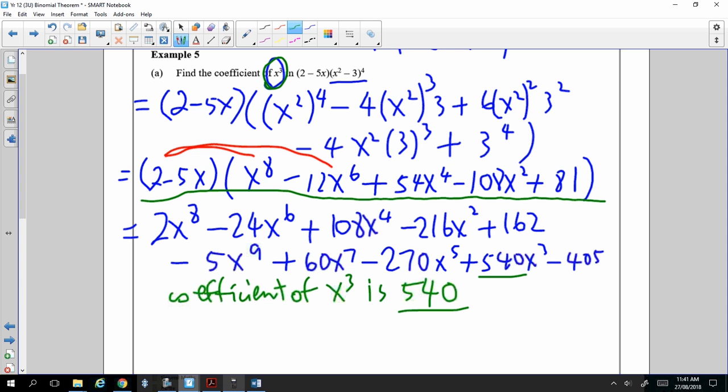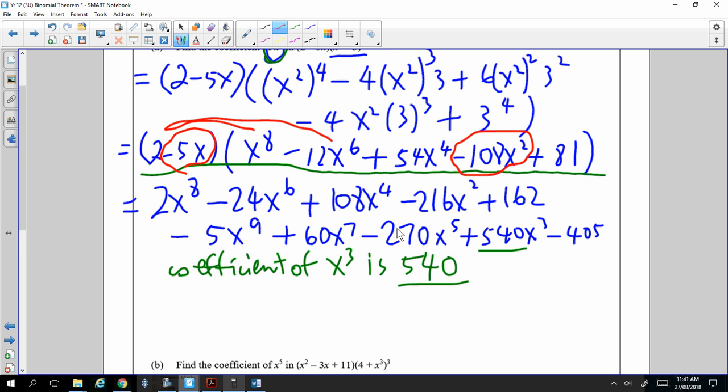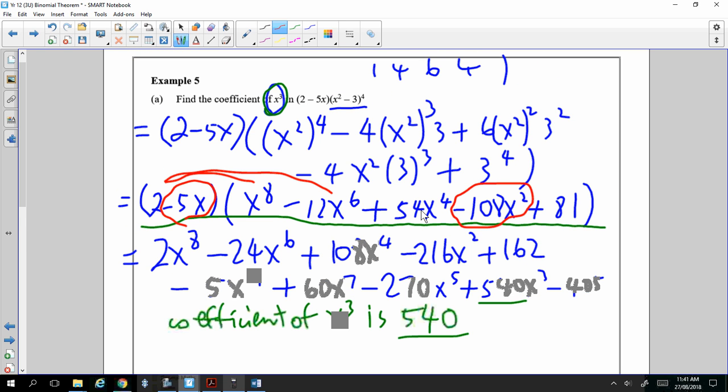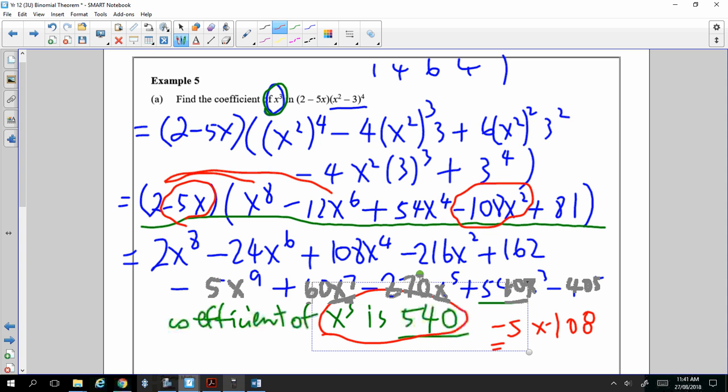Can you try the next one using the same method? Try the next one. So this one, you can get by doing -5 times -108, which is equal to 540. All right, try the next one. Okay, good. So we'll try the next one.